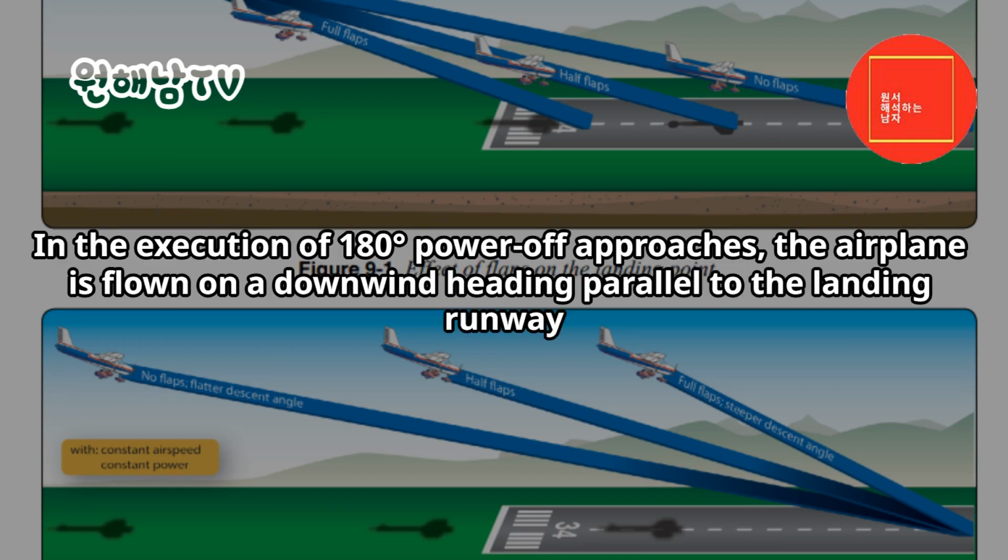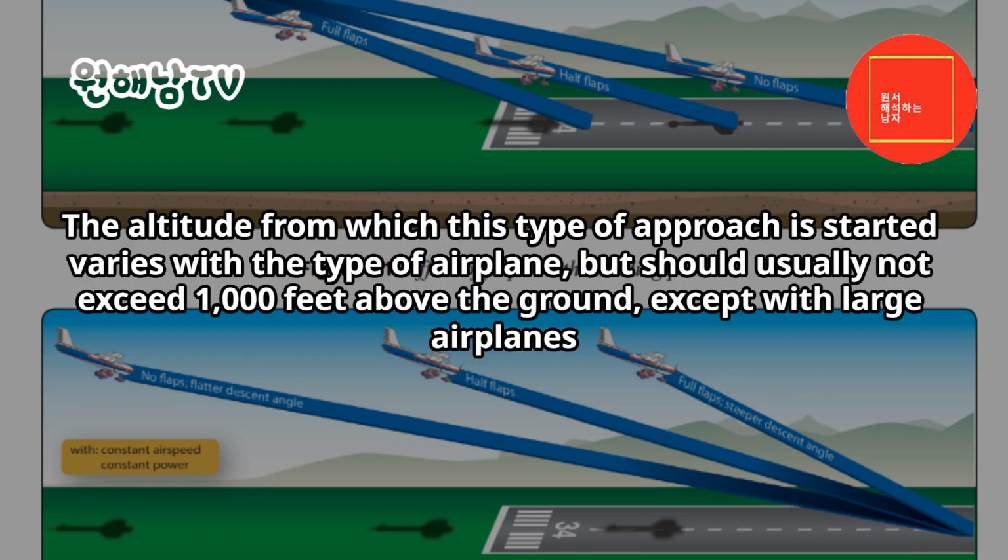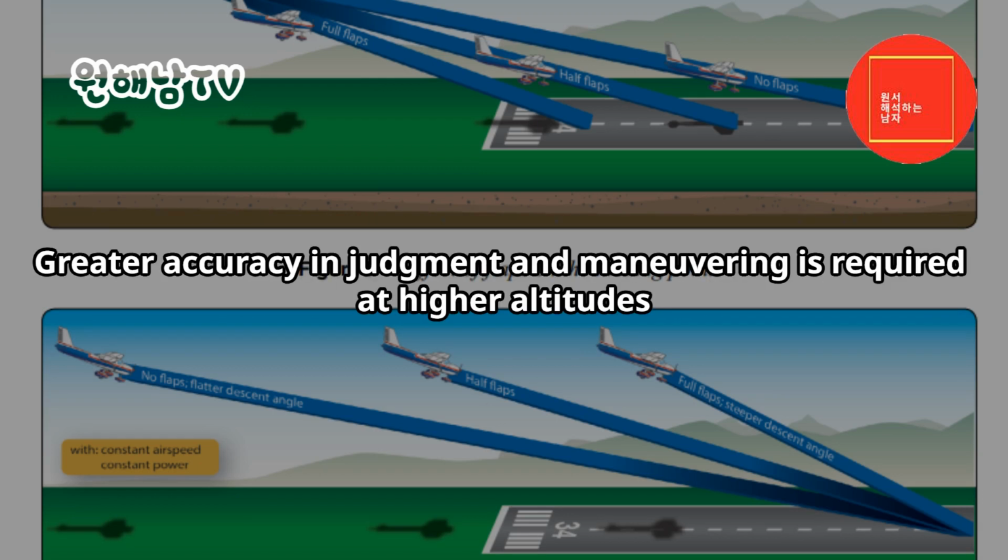In the execution of 180 degrees power off approaches, the airplane is flown on a downwind heading parallel to the landing runway. The altitude from which this type of approach is started varies with the type of airplane, but should usually not exceed 1,000 feet above the ground, except with large airplanes. Greater accuracy in judgment and maneuvering is required at higher altitudes.